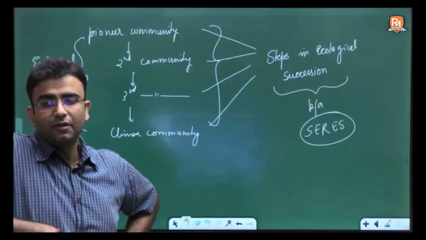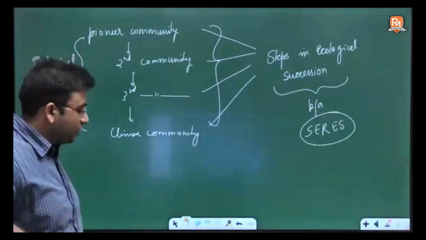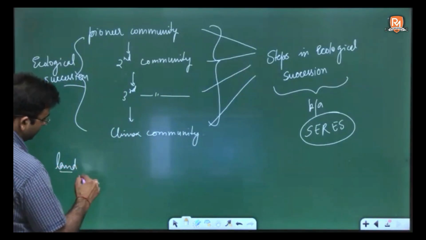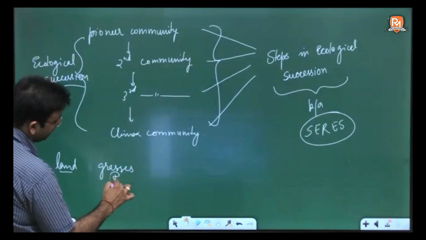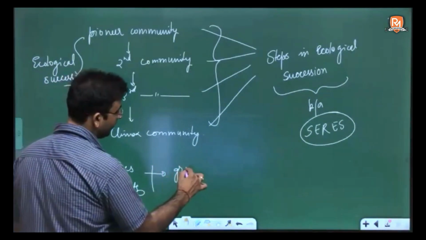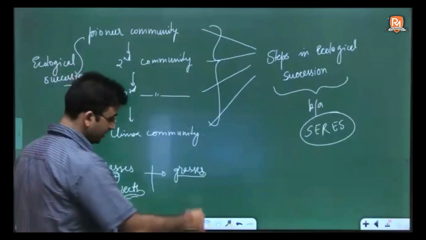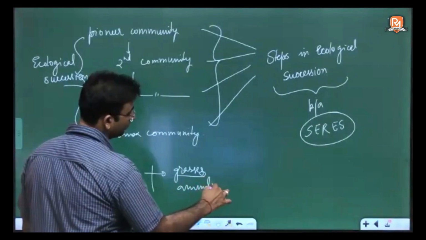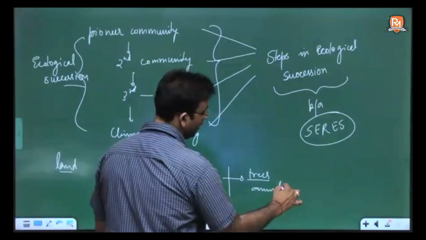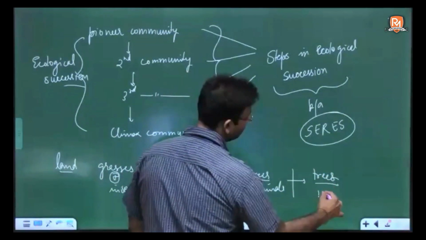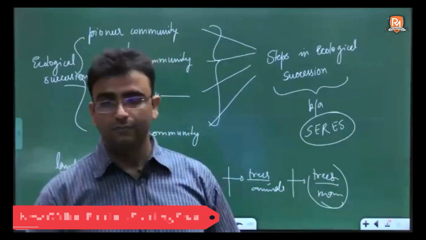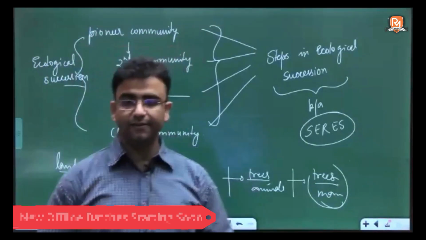All right. So you can think about it this way: when this new land is created, it will have grasses plus insects. Then it may have grasses and animals rather than insects. Now the animals are there. Then it may have trees and animals. And lastly, it may be trees and man. So this is the climax community made up of trees and man. Correct? All right.